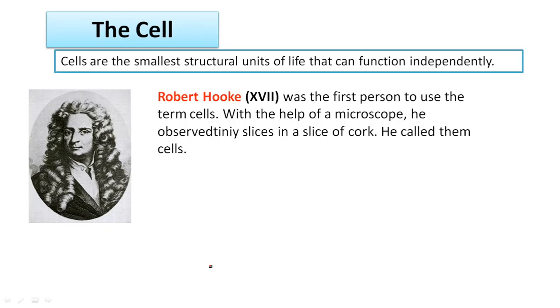Good. So let's see what is the cell. We have seen that the cell is the most basic unit of all living things, and all living things are made up by cells. But what is a cell? The cell is the smallest structural unit of life that can function independently. So a cell can carry out the three life functions.